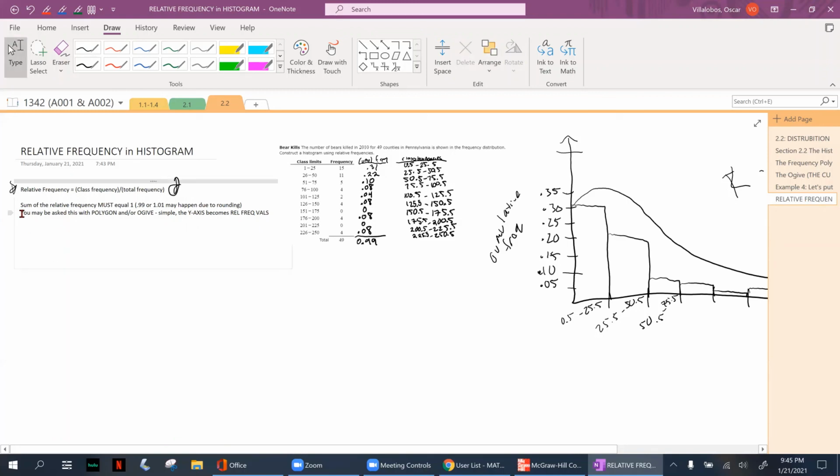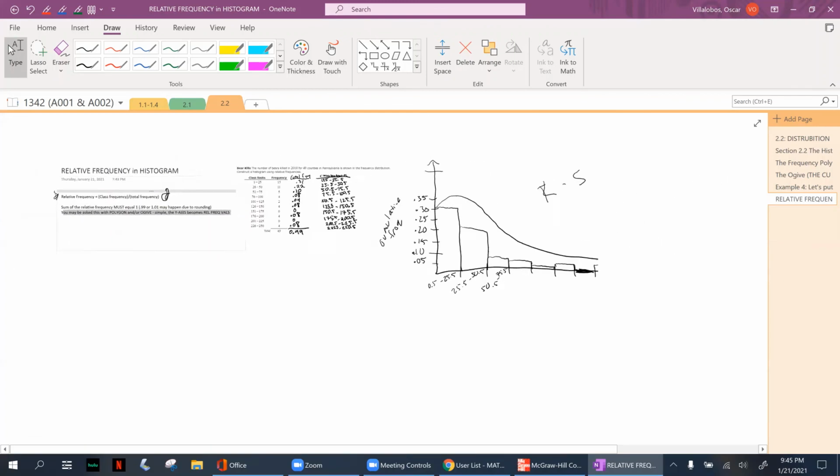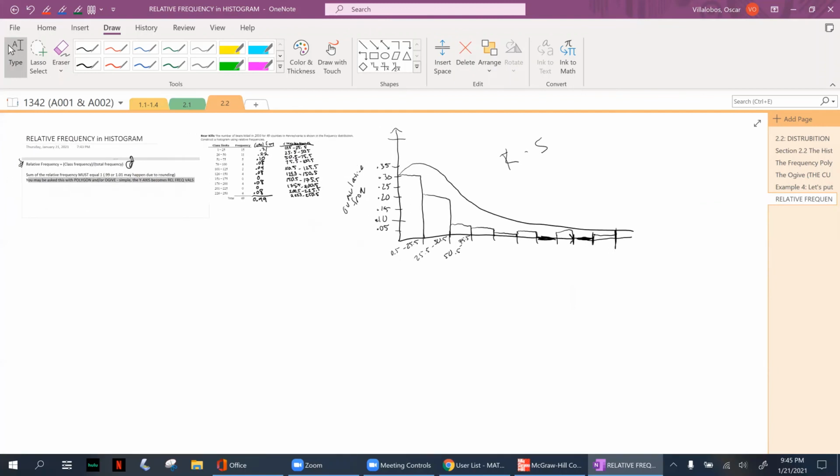And like how it's shown here, you may be asked to find the cumulative frequencies with the polygon or the ogive, right? So let's go ahead and keep an eye out for that, right? So this is where we're going to end this today, right? And if you have any questions, please let me know.